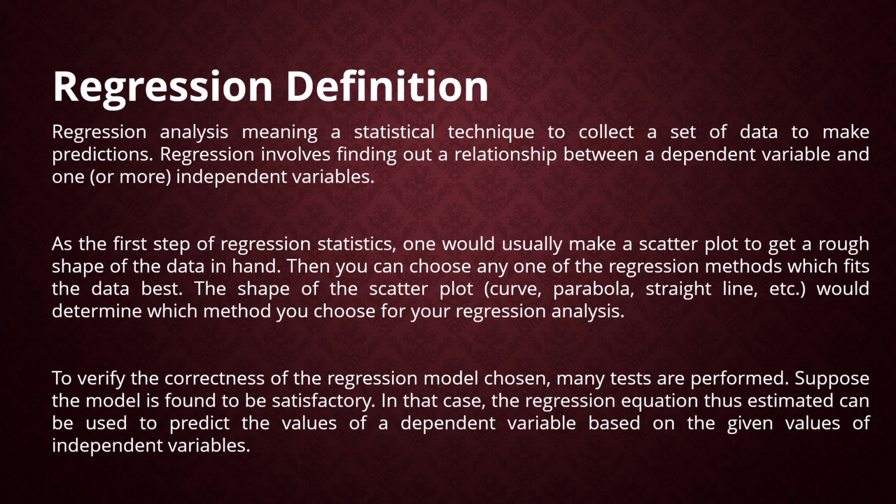Next is regression. Regression analysis is a statistical technique that uses a set of data to make predictions. Regression involves finding a relationship between a dependent variable and one or more independent variables. As the first step of regression, one would usually make a scatter plot to get a rough shape of the data in hand. Then you can choose any one of the regression methods which fits the data best. The shape of the scatter plot would determine which method you choose for your regression analysis.